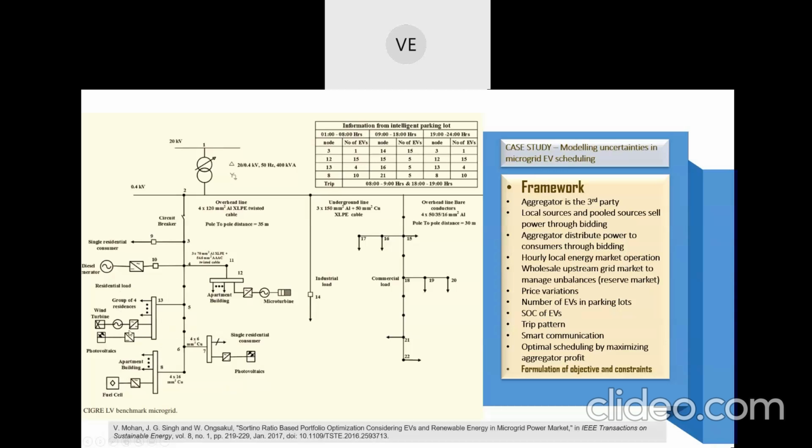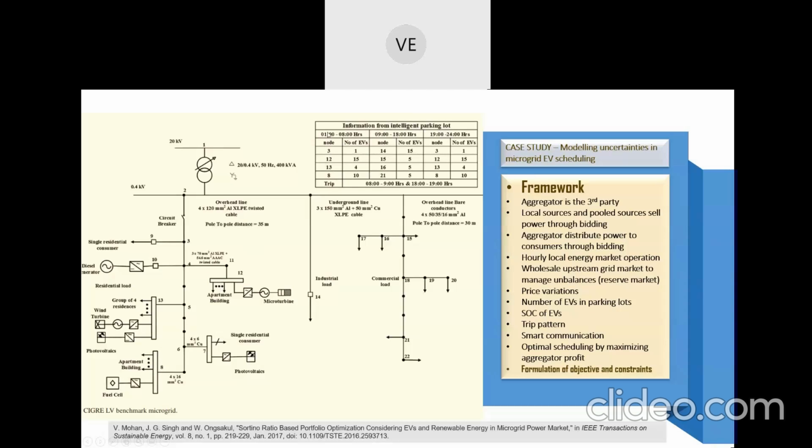These people residing at the residential feeder move in the morning to the industrial and commercial feeders for work. Then in the evening, they come back. So the normal schedule of these EVs is given here. That is the information communicated from the intelligent parking lots. We have already discussed smart parking lots. The information provided from the intelligent parking lots is given here.